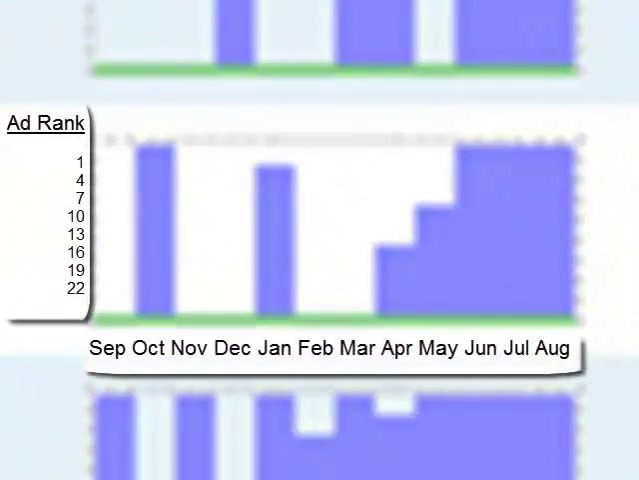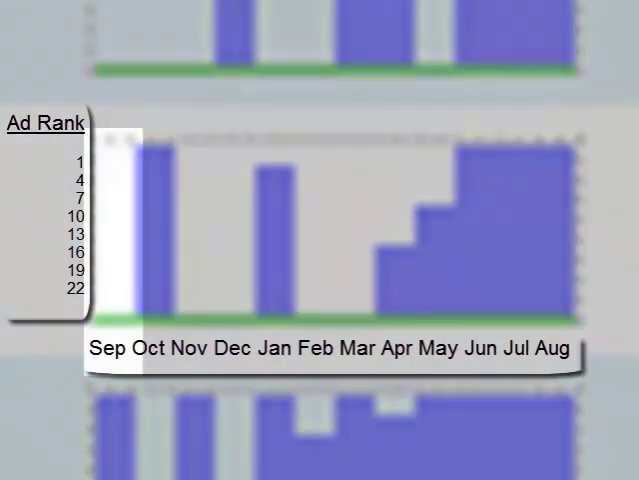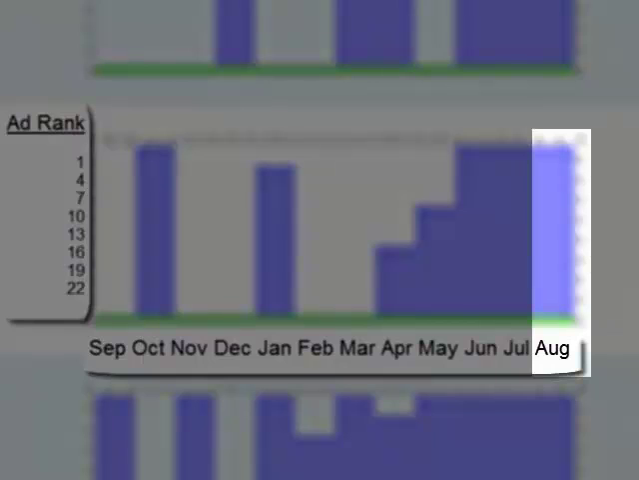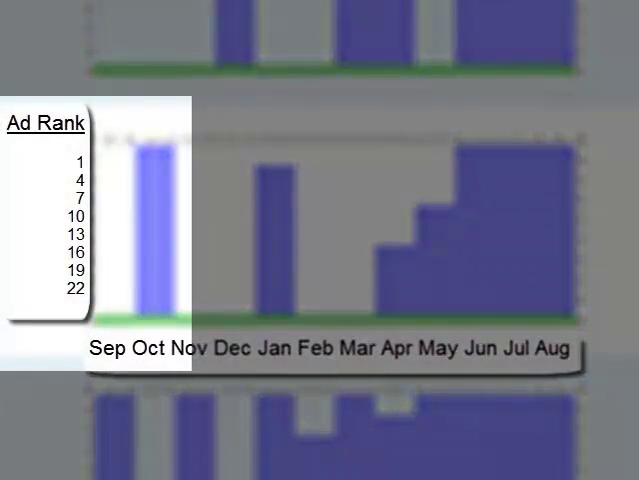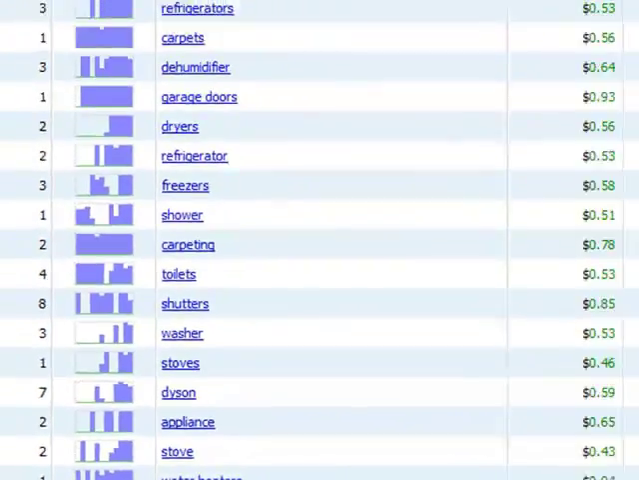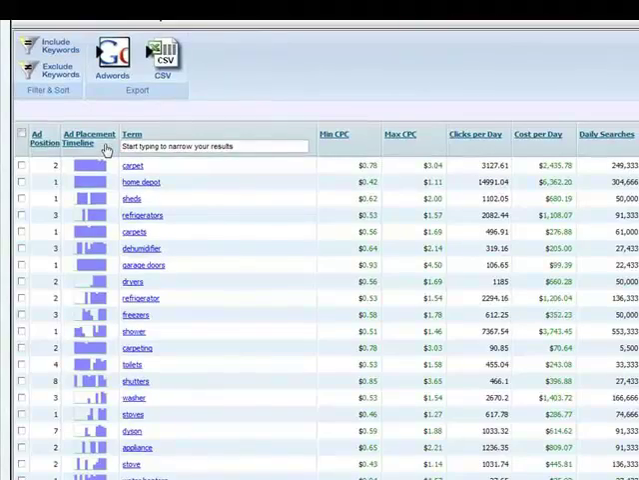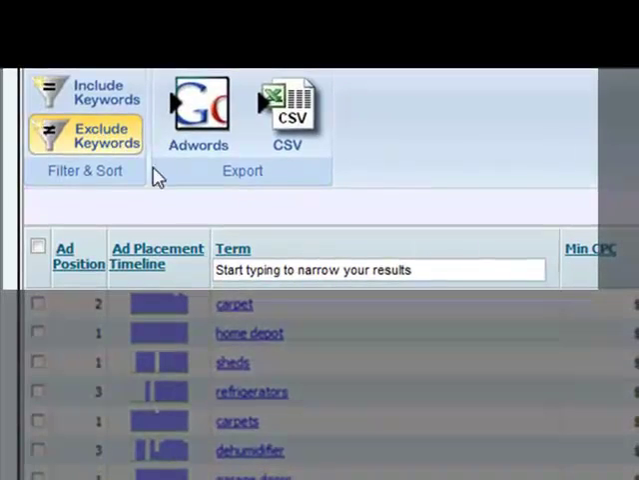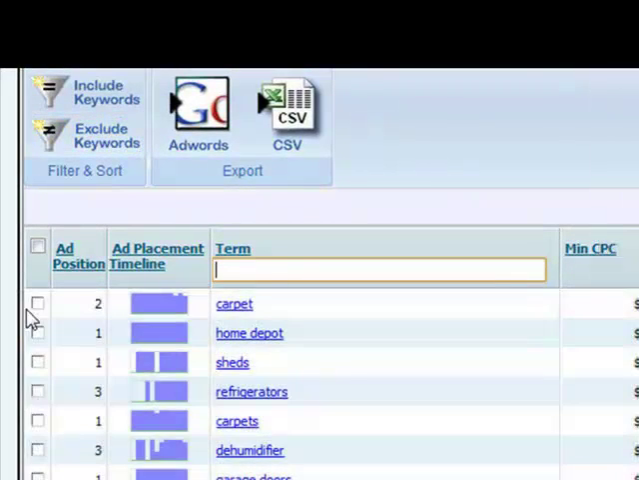So each of the little mini columns here represents a month in time. The oldest month, all the way to the left, is 1 year ago, and the most current month is here on the right. The taller the column, the closer the ad was to the #1 position. So it's really a great shorthand you can use to understand how important the keyword is to the advertiser. And of course from here you've got include and exclude filters, instant search, and any number of sorts. And you can pick and choose the keywords you like using the checkboxes and export directly to AdWords.